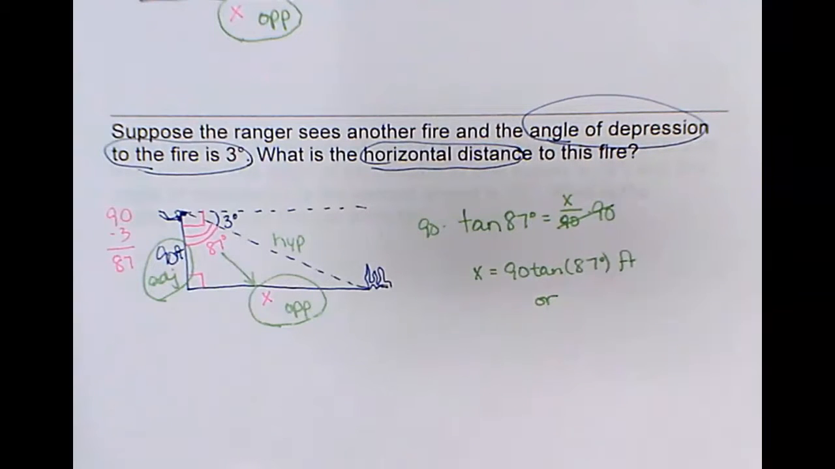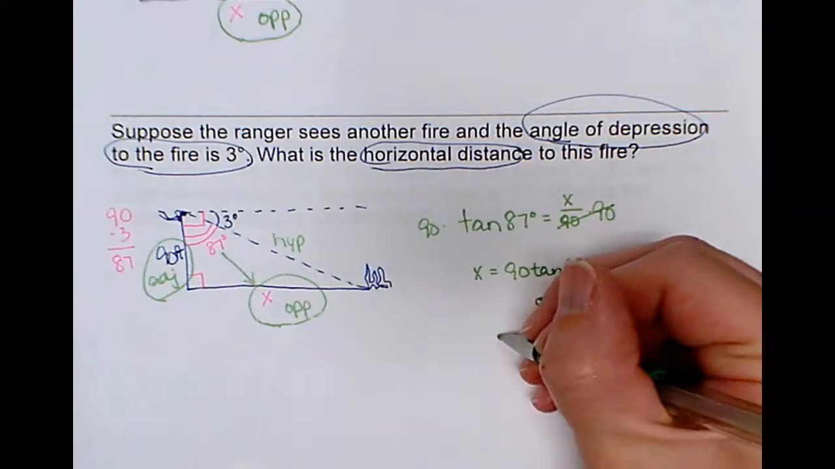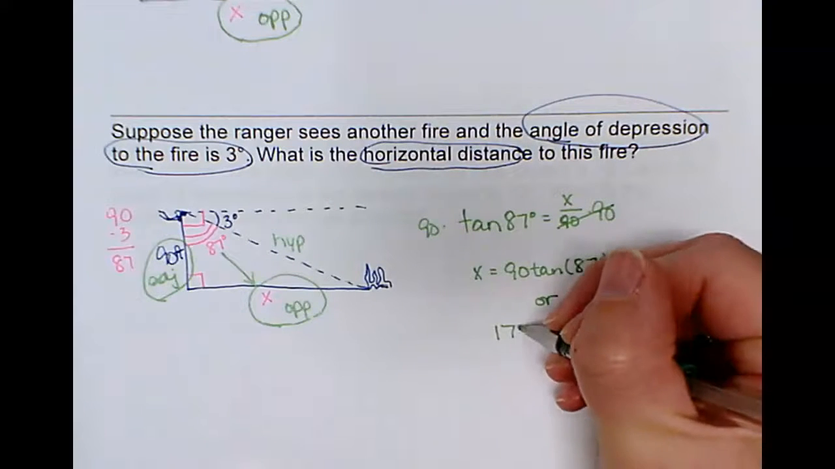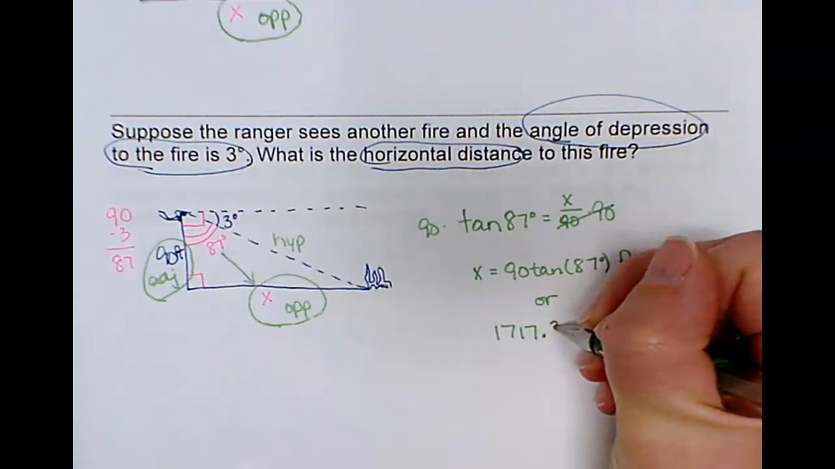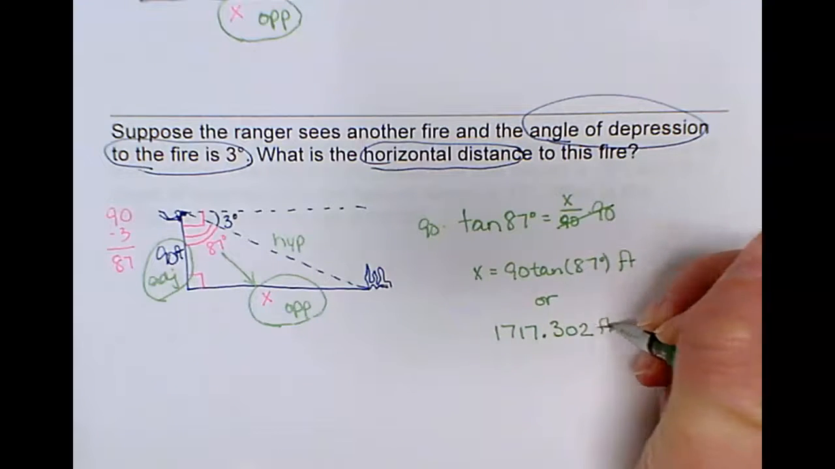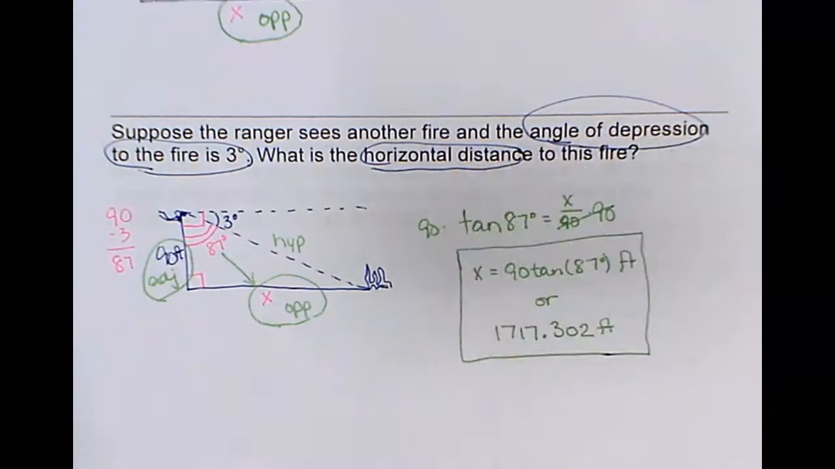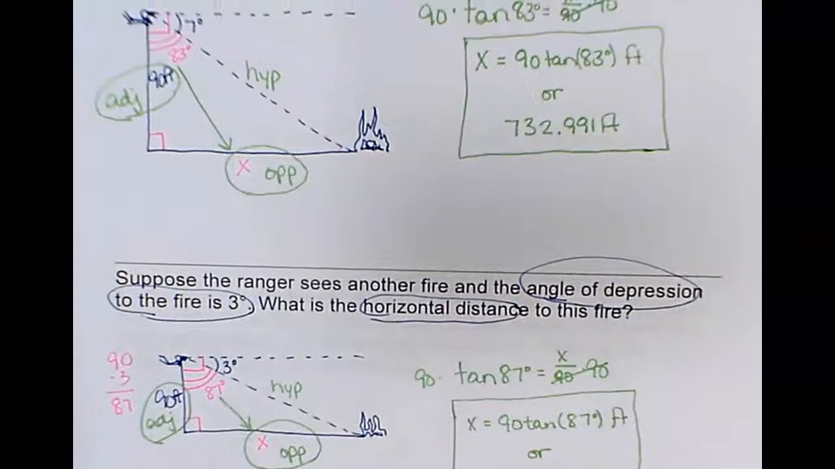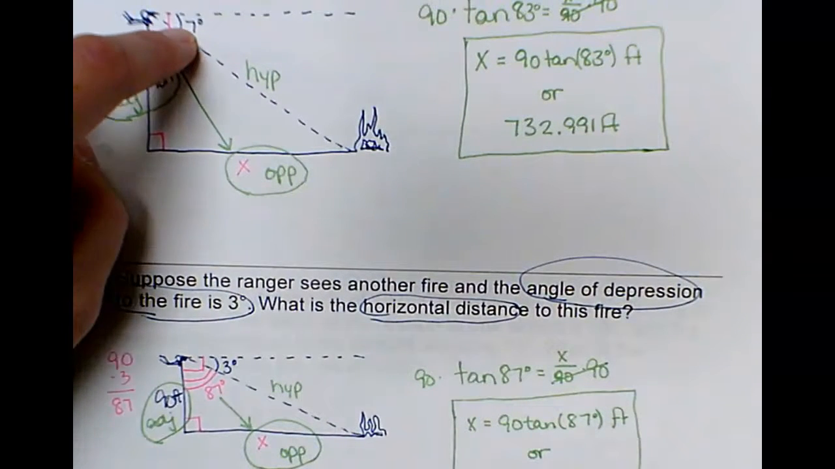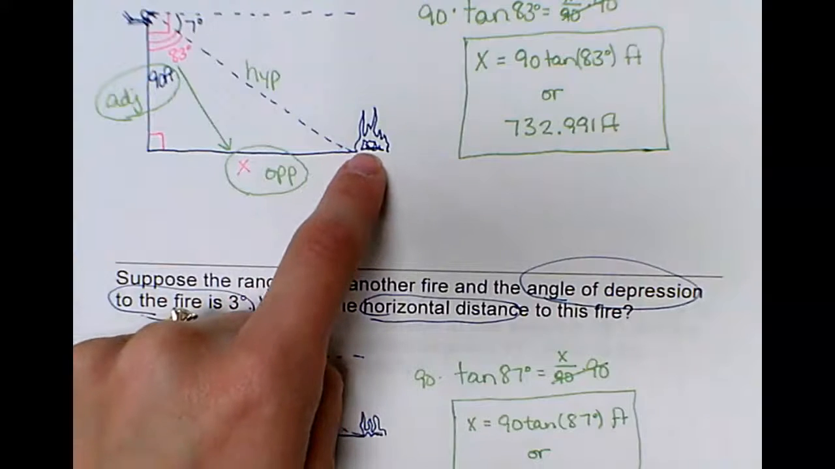Or, if you type it into Desmos and you round to the nearest thousandths place, you get a fire that's 1,717.302 feet away. Now think about if that's reasonable or not. This angle of depression was 7 degrees. And the fire was just over 700 feet away.